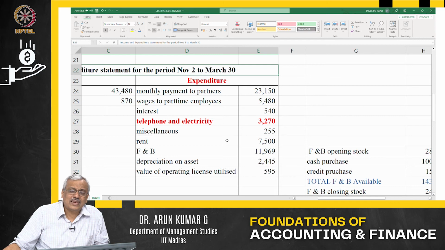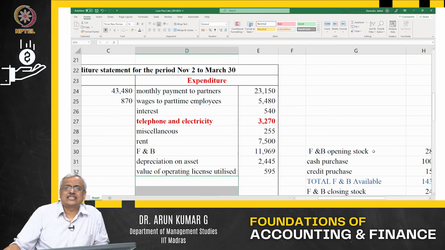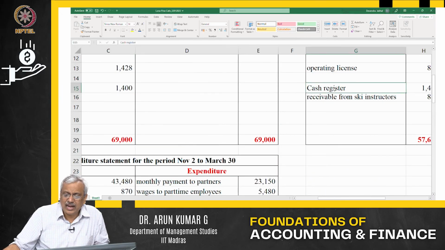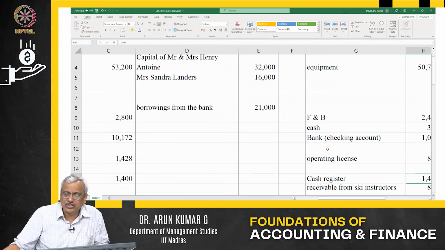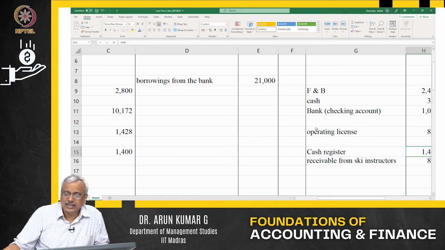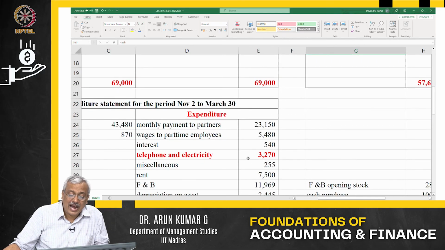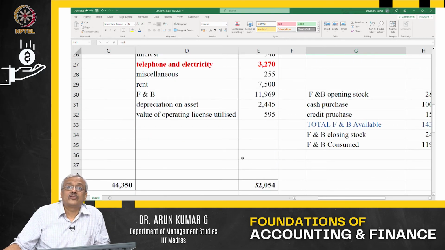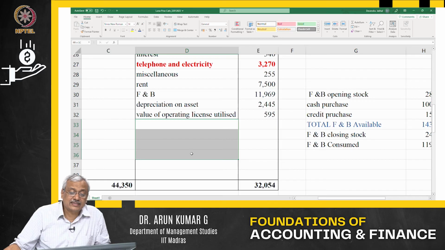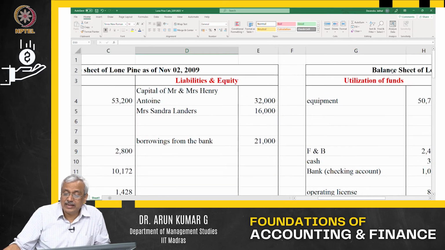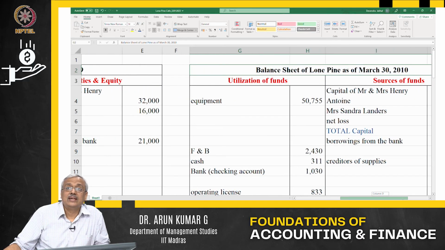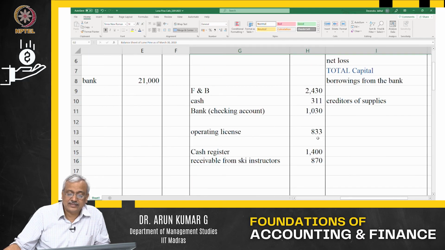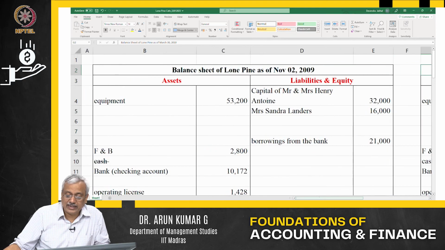Anything else? Somebody can say, sir, cash in the cash register, because it was stolen, is an expenditure. If I write it here as expenditure, then it will not appear in the closing balance sheet. That means I have written it off as an abnormal loss. Because I am not writing it as an abnormal loss here, it is still remaining in your closing balance sheet as of 30th of March. So I am not writing it off.